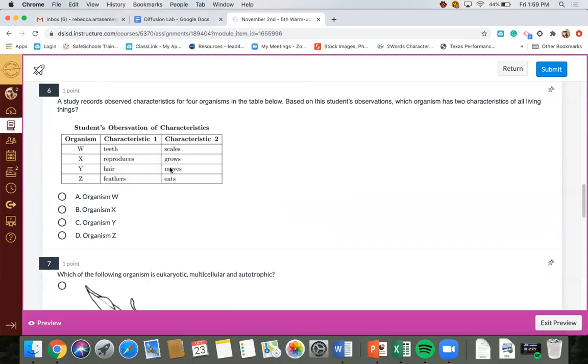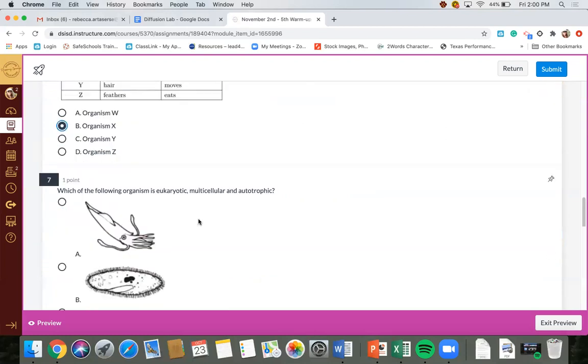Y has hair and moves. So it does need to be able to move and respond to stimuli, but it doesn't have to have hair. We have our single-celled organisms that don't have hair. And then Z, feathers and eats. So it does need to be able to get energy, but having feathers, again, our single-celled organisms don't have feathers. So organism X is the correct answer.